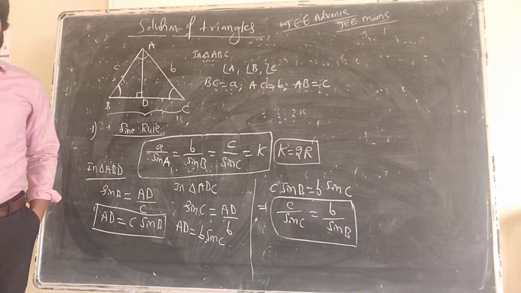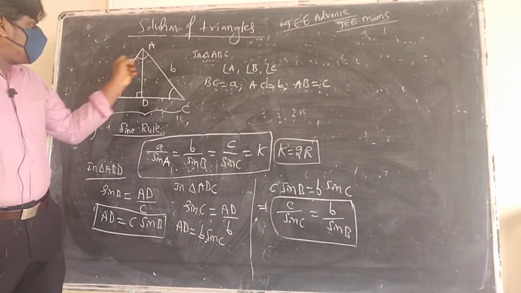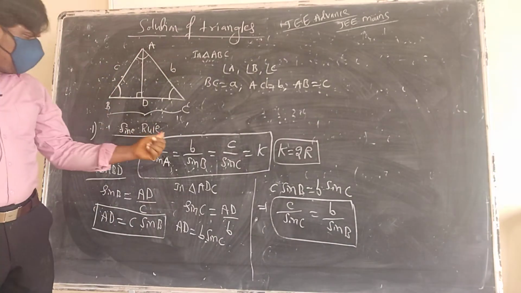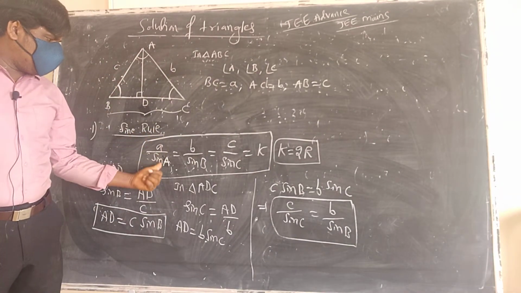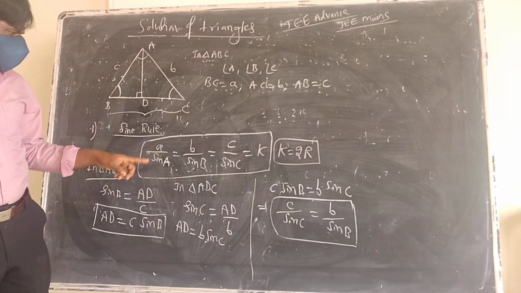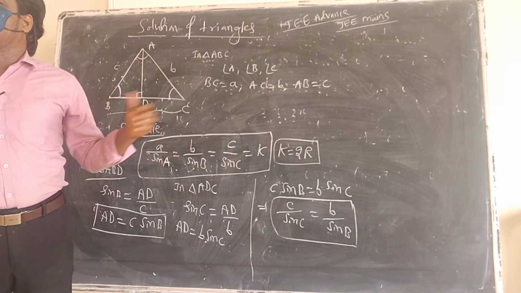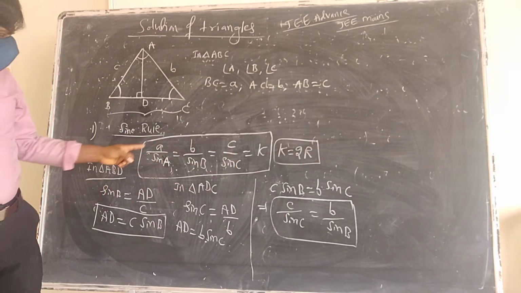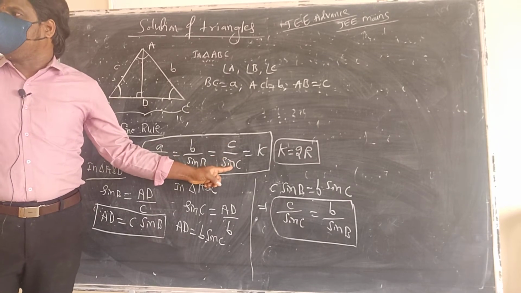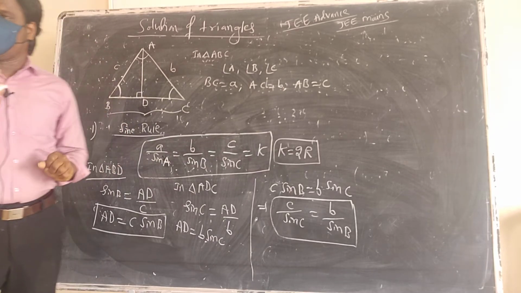I'll give time, don't worry. Did you get this? In the same way, if I take another perpendicular here, I get a by sine A is equal to b by sine B. Another one I get is b by sine B is equal to c by sine C. If I equate them all, what do I get here? a by sine A is equal to b by sine B is equal to c by sine C, and that value is equal to some constant. What is this constant? I'll explain.